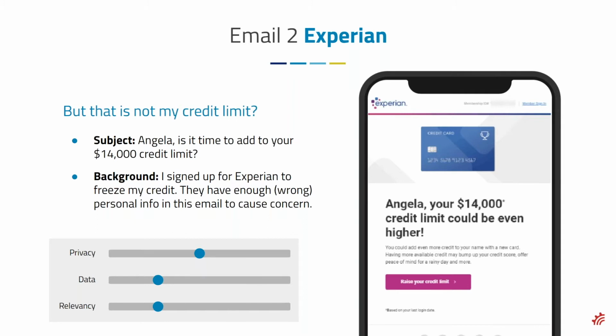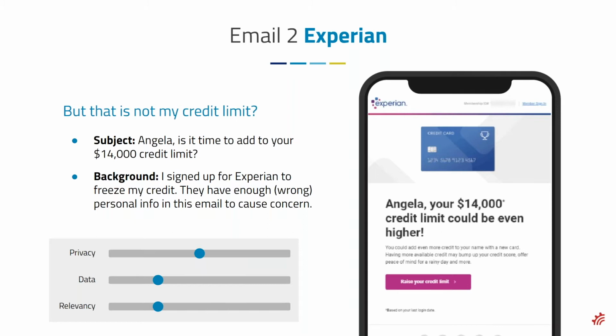So from my perspective, this one didn't necessarily meet the privacy concerns. They used basic standard encryption to send me the email. I, of course, was opted in, but the reason I was opted in was specifically for freezing and unfreezing my credit and for notifications there. And the information they provided in the email, in fact, was wrong. That is not my credit limit.